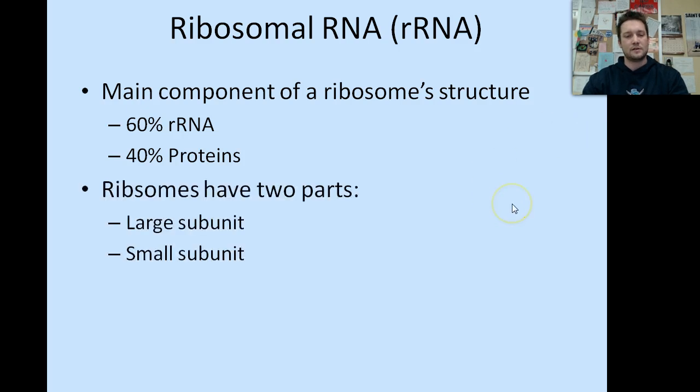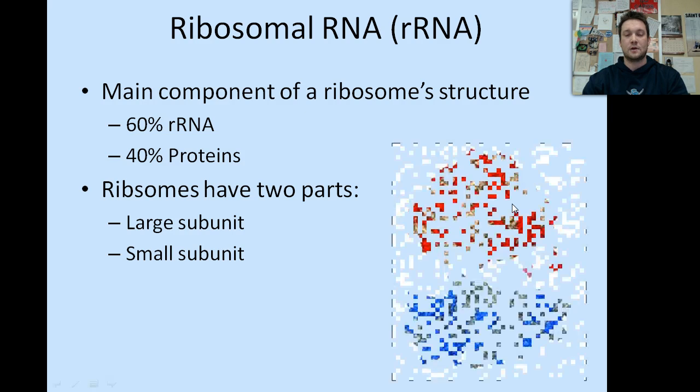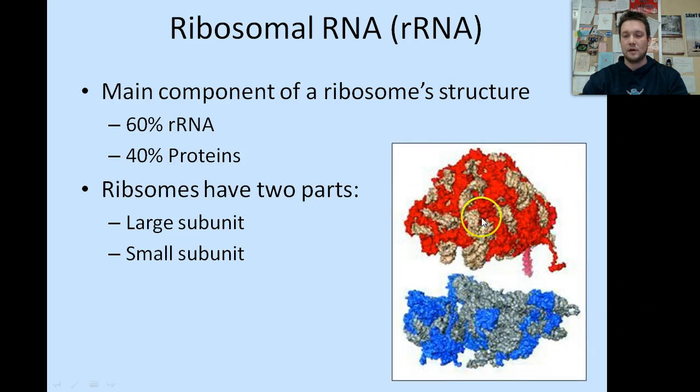They have 2 parts, as I said before, a large subunit and a small subunit, and you can see this in the picture here. I like the hamburger bun model because if you ever pay close attention to a pre-split hamburger bun, the top part is always a little bit bigger than the bottom part, and ribosomes work out the same way. So these 2 parts are both parts of a ribosome.